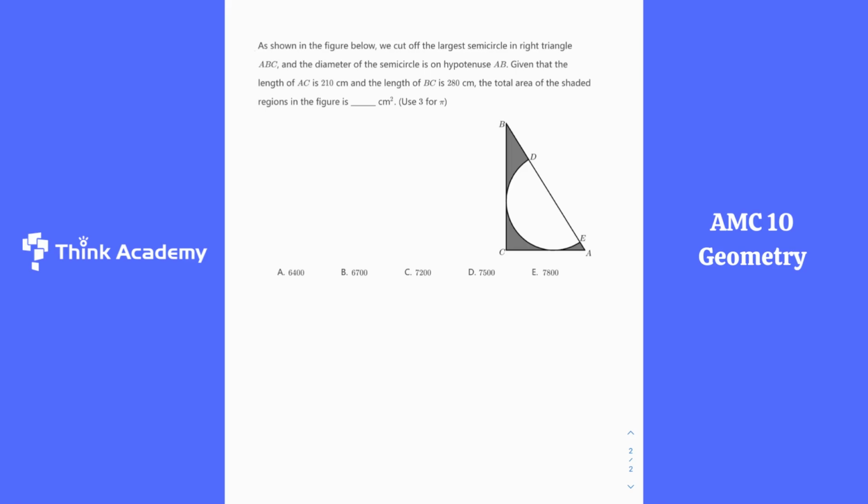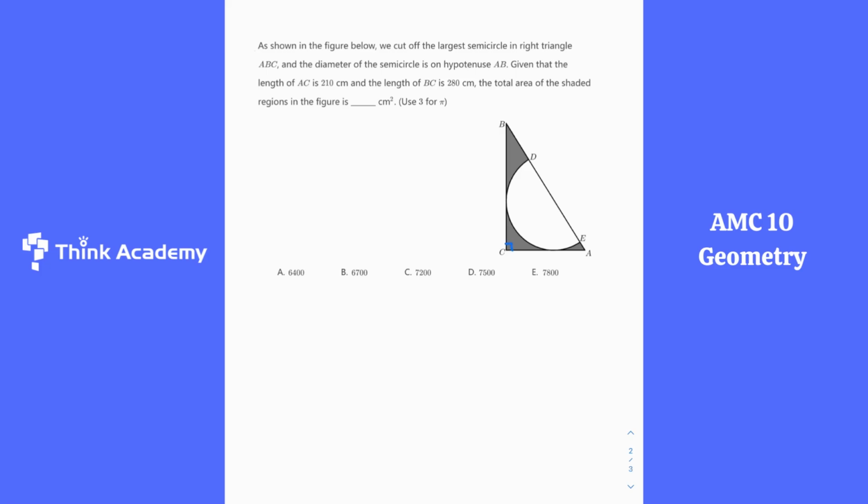Okay, hello guys. So now let's take a look at a geometry sample problem in AMC 10. In this problem, we first know that we cut off the largest semicircle in a right triangle ABC. Okay, so this triangle here is a right triangle.